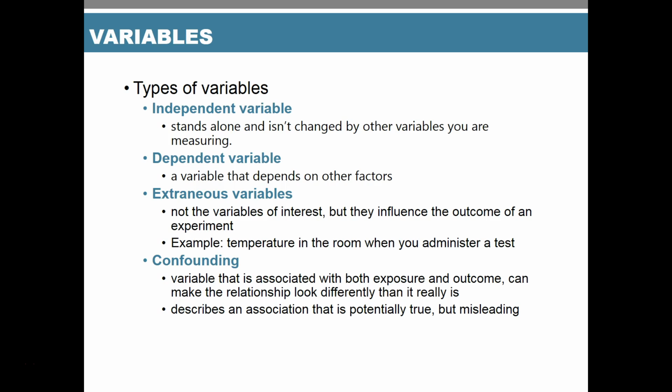On the other hand, we have confounding. Confounding is a variable that's associated with both our exposure and our outcome, and it makes our relationship look different than what it really is. So we describe an association that is true, potentially, but it's misleading about the characteristics of that. And we have some examples.